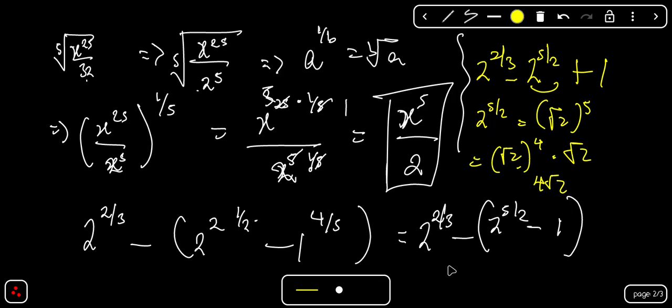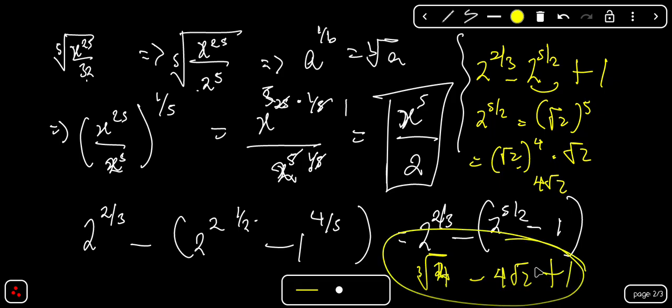So that will be 2 raised to the power of 5, 2 raised to the power of 2 over 3, which is cube root of 4, okay? Cube root of 4, then minus 4 root 2, then plus 1. So that will be the answer to that problem.